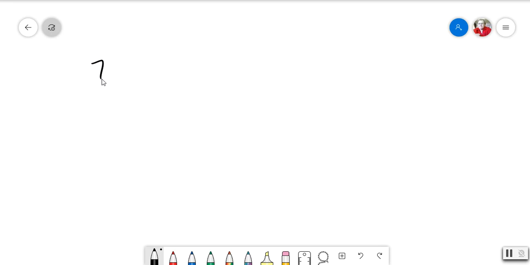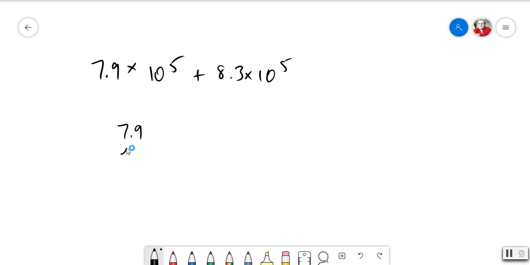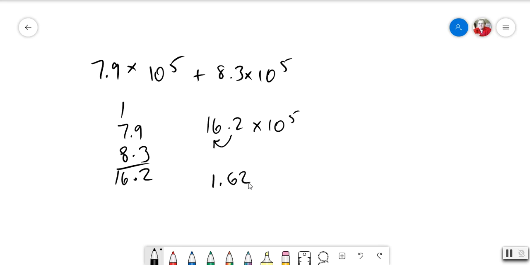So to give another example, if I had 7.9 times 10 to the 5th plus 8.3 times 10 to the 5th, well, this is going to cause me the opposite problem. I'm going to go over 10. 7.9 plus 8.3 is 16.2. I'm going to get 16.2 times 10 to the 5th. And this is the opposite of what I just did. Here I have to go back 1, which is equivalent to dividing. So that means the exponent goes up by 1. You never leave it as 16.2 times 10 to the 5th. You have to have it as 1.62 times 10 to the 6th.